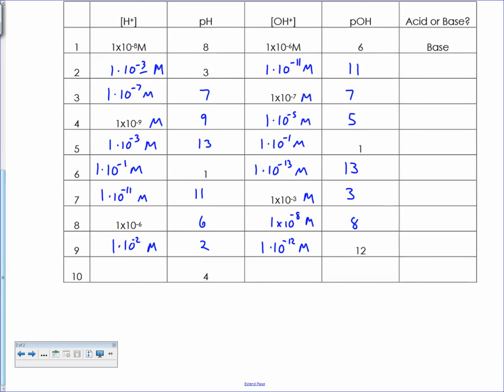I wrote 10 here at the bottom. pH is 4. That means pOH is 10. 1 times 10 to the negative 4th. And then here we get 1 times 10 to the negative 10th.